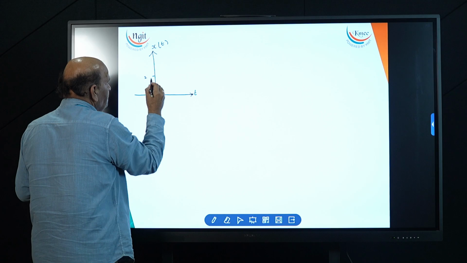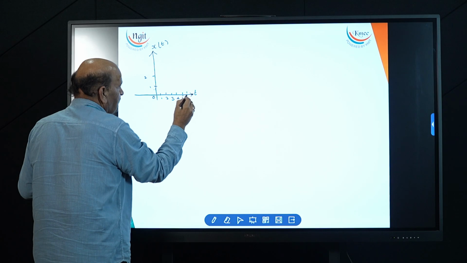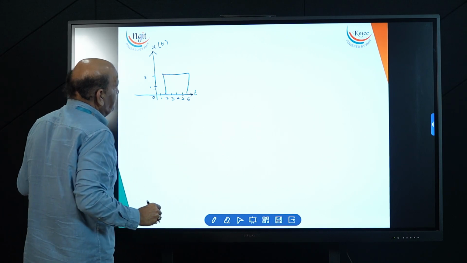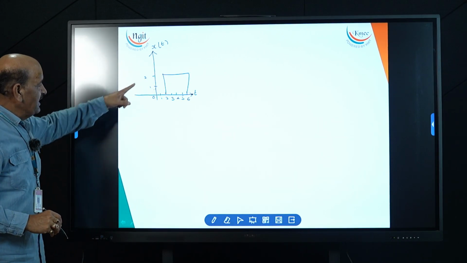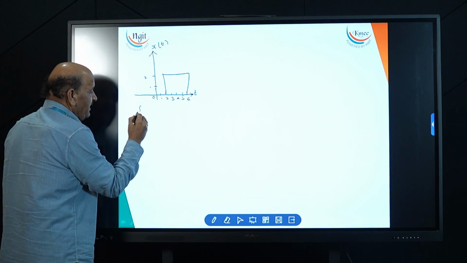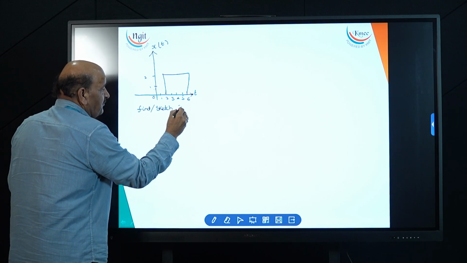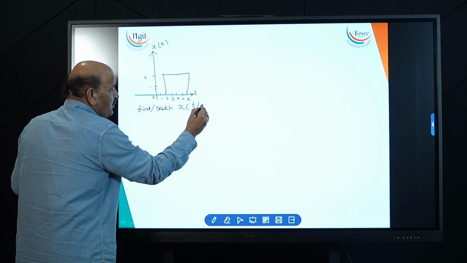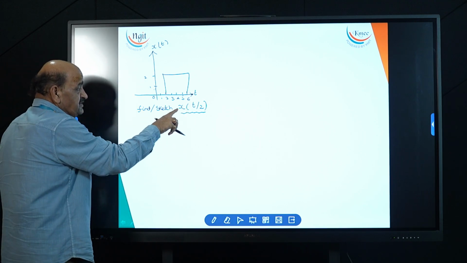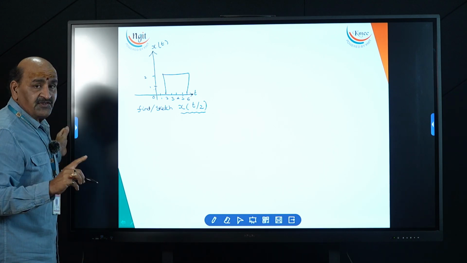Amplitude 2. In the previous case, we discussed this signal. This is the actual signal given. From this signal, they will ask us to find or sketch the graph of, for example, x of t by 2. Sketch the graph of x of t by 2. Two conditions arise in time scaling. Now we are discussing the second concept.